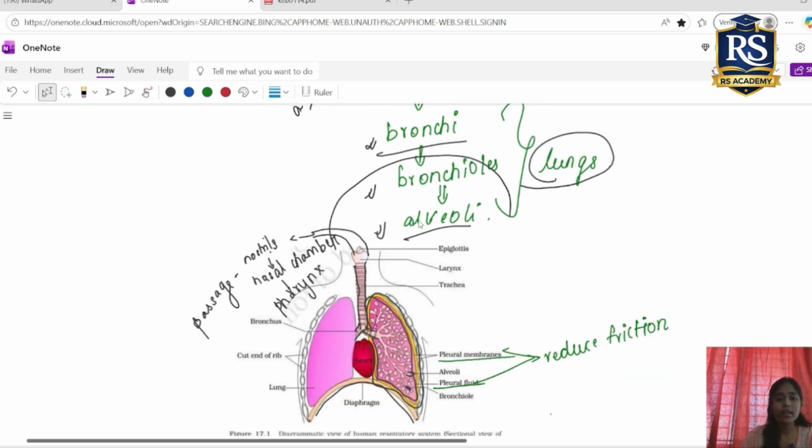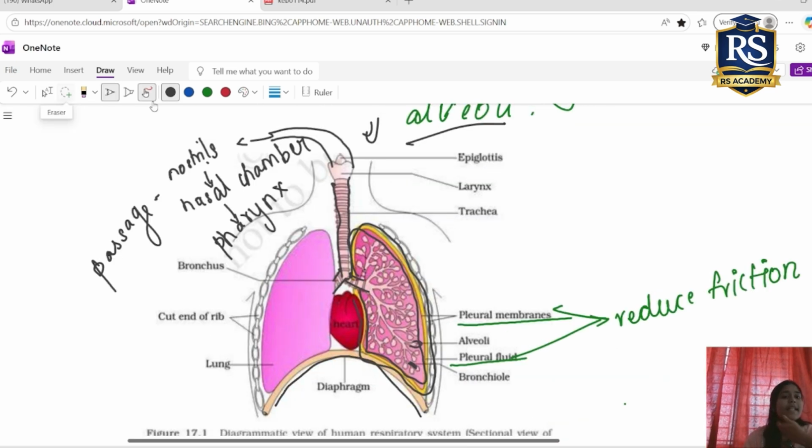Lungs. Okay. As we have already studied, the respiratory system begins with the external pair of nostrils, right? From nostrils, the air travels to the nasal chamber through the nasal passage, then reaches the pharynx, and then reaches the trachea through the larynx. What is larynx? That is the cartilaginous box, also known as the sound box, responsible for sound production.